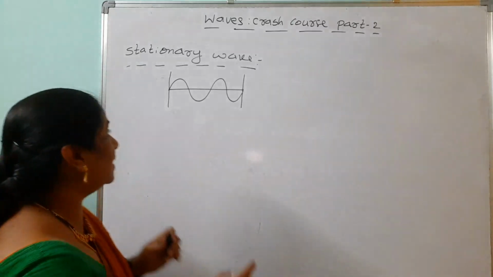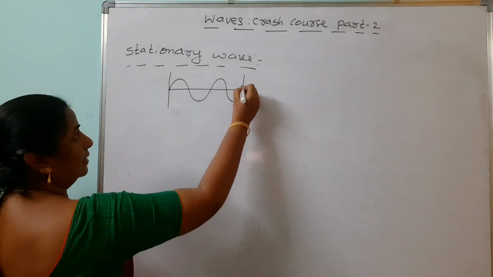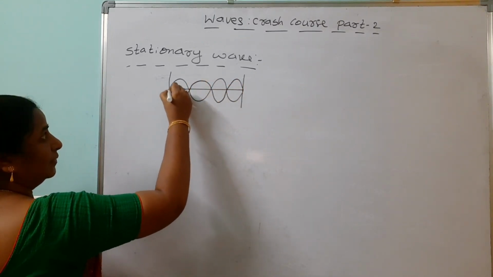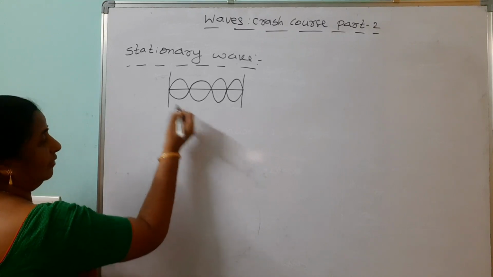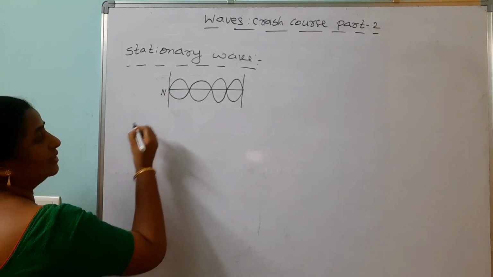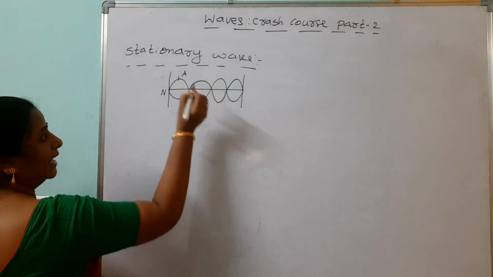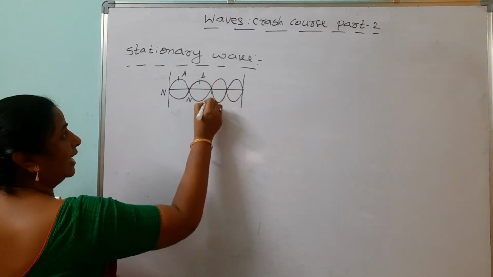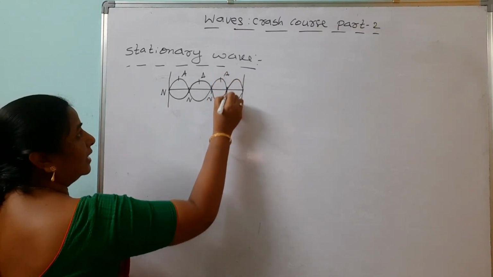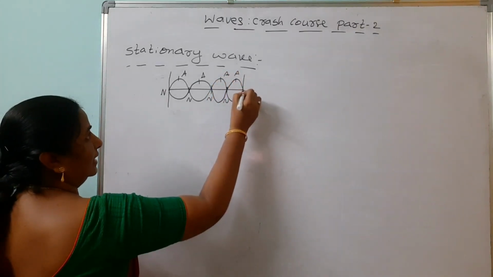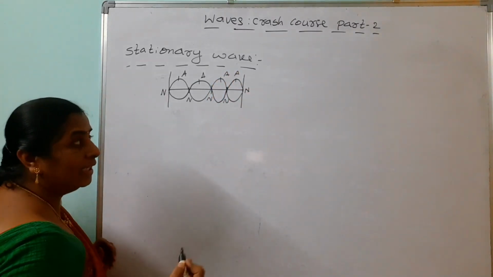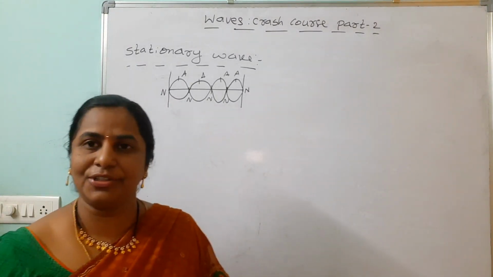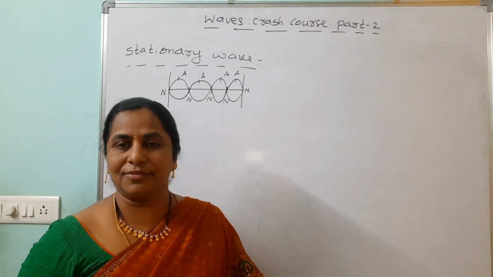Here, like that, the wave is reflected. The reflected wave is superposed on the incident wave. This is called the stationary wave. Where the displacement is 0, it gives the node. Where the displacement is maximum, it is the antinode. This is the node, this is the antinode. Like that we observe alternate nodes and antinodes. Then we apply the principle of superposition and find the displacement of the stationary wave.